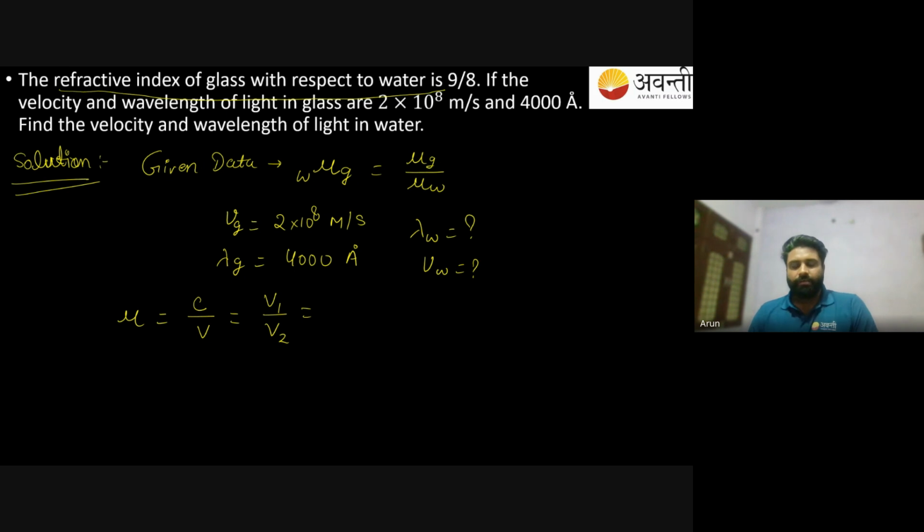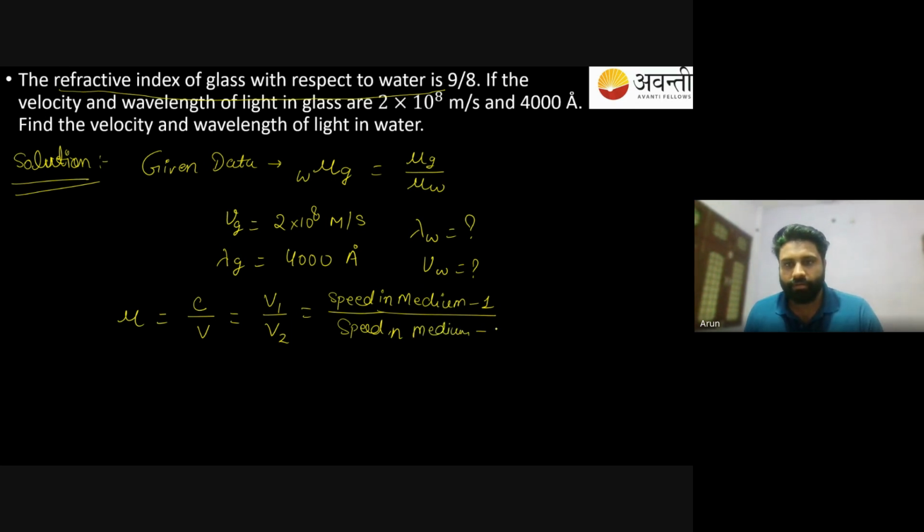Okay. So first, for medium 1, we have to take the speed in medium 1 divided by the speed in medium 2, that is, the speed of light in medium 2. Okay, so here we are provided with W mu g.